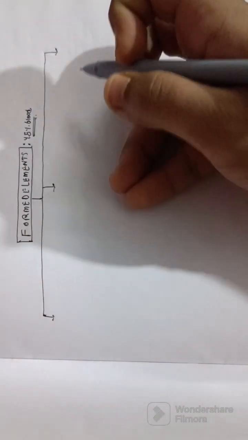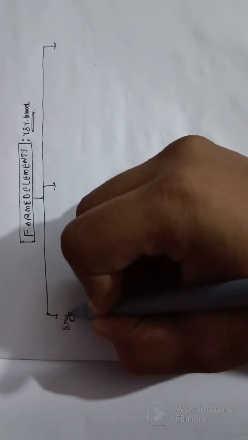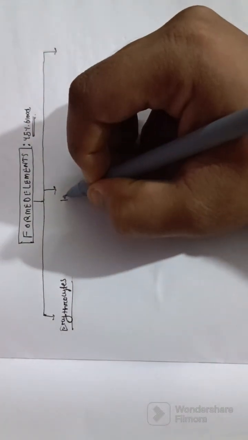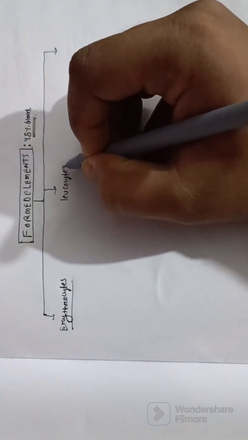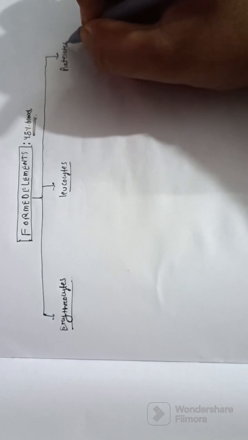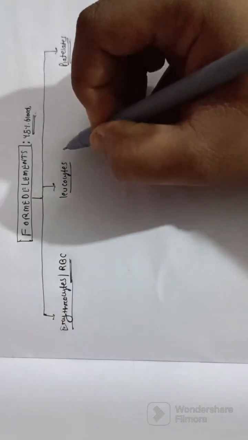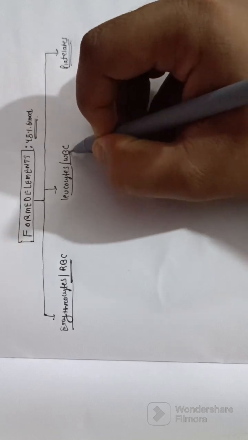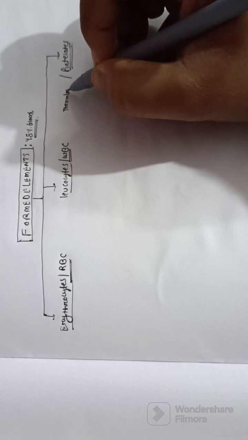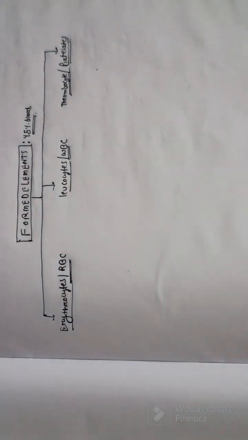Formed elements are classified into three parts: erythrocytes, leukocytes, and platelets. Erythrocytes are also known as RBC. Leukocytes are also known as WBC, and platelets are also known as thrombocytes. These are the other names of them.